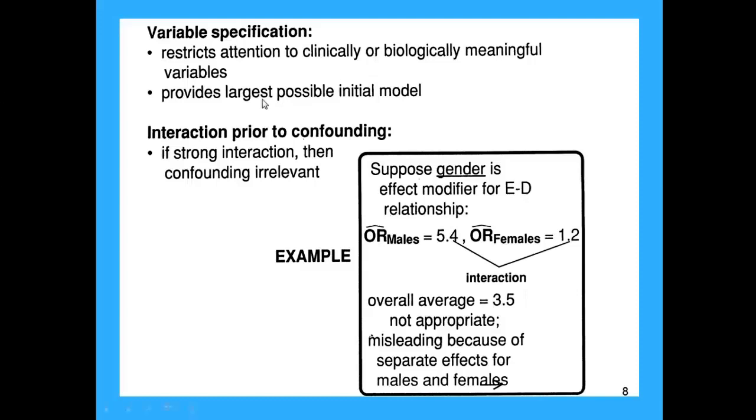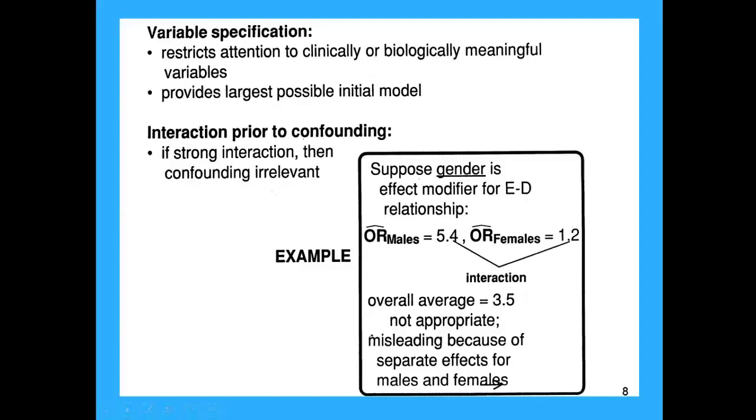Variable specification comes first because that's when you're doing something reasonable according to what the literature says, and conceptualization. Then I say the next step should be interaction. Now, why interaction prior to confounding? Well, the main thing is that if there's strong interaction, then who cares about confounding?